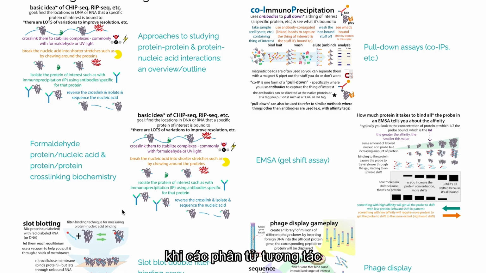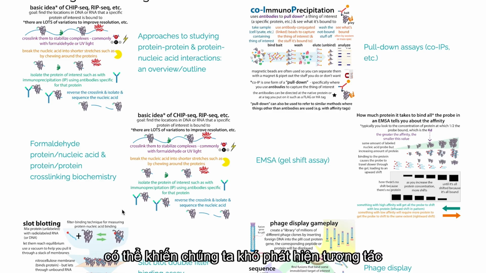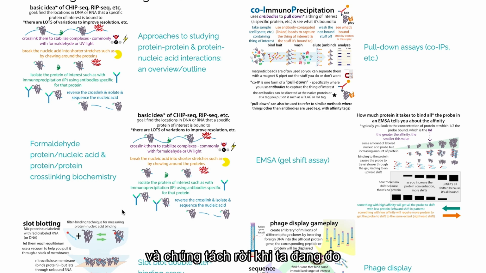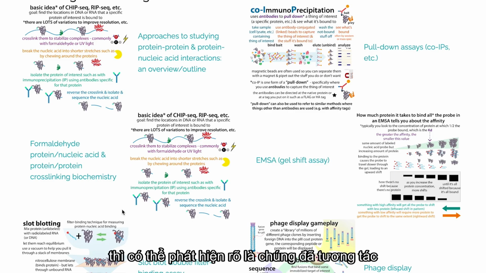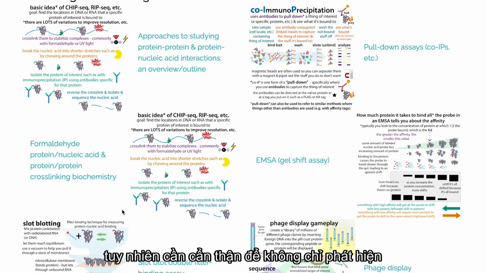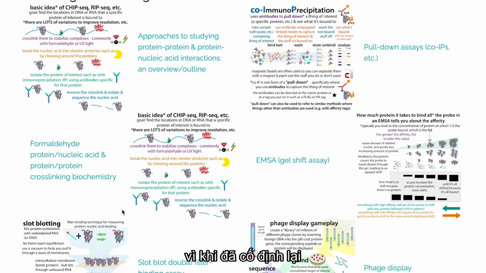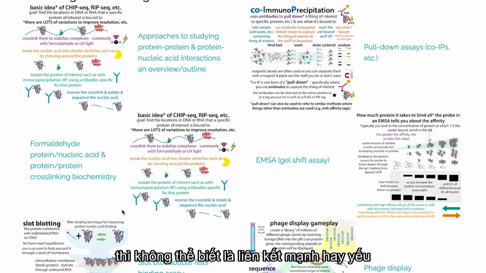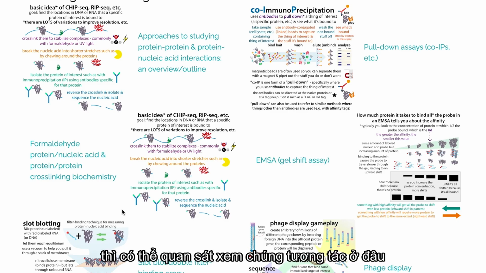When molecules are interacting, they're normally doing so non-covalently, so it's a reversible binding. Depending on how strong that binding is, we might not be able to detect the interaction because it's too weak and they're falling apart as we're trying to measure them. If we stick them strongly in place, then we can detect that they were interacting. Although we have to be careful that we're not just detecting really transient interactions, because once you stick it in place, you can't tell if it was stuck really strongly or really weakly. But once it's stuck in place, you can look and see where they were interacting.